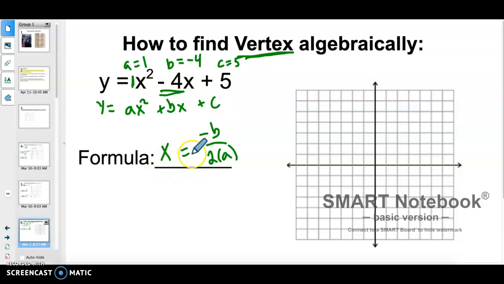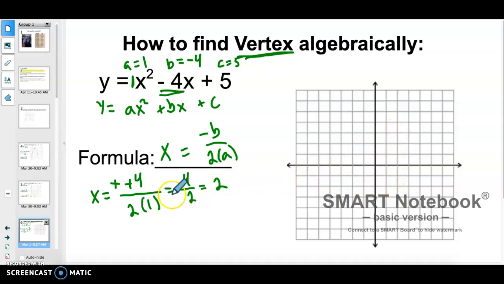So if I wanted to find the vertex for here, I would plug into my formula -b. So my b is -4. So since it's -b, it'd be -4 over 2 times a, which is 1. So remember, negative makes a positive, so these are going to become positives. So now we have +4 divided by 2 times 1, which is 2. So my x value is 2. So I know somewhere at x is 2 is going to be the vertex.